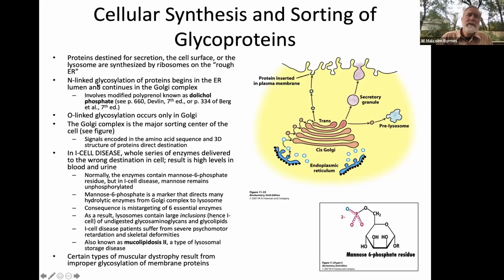Now, glycoproteins that have N-linked glycosylation begin to be made in the ER. So the glycosylation of those proteins, N-linked, begins to occur in the ER and continues to occur in the Golgi complex. O-linked glycosylation of proteins occurs in the Golgi, not in the ER. And the Golgi complex, again, is the major sorting center of the cell. The signals as to where the protein should go, okay, is encoded in the amino acid sequence of the protein and its three-dimensional structure, okay?